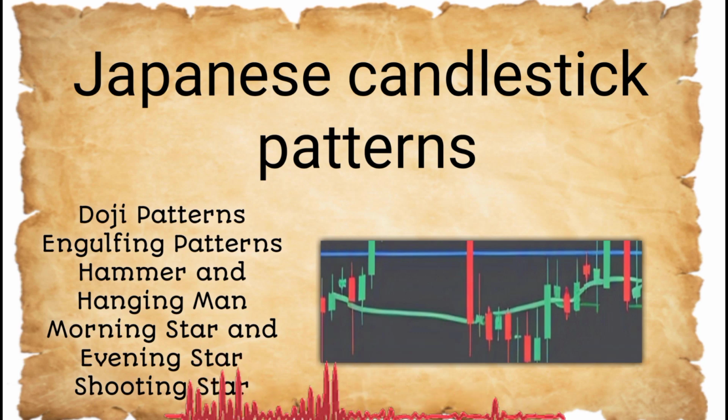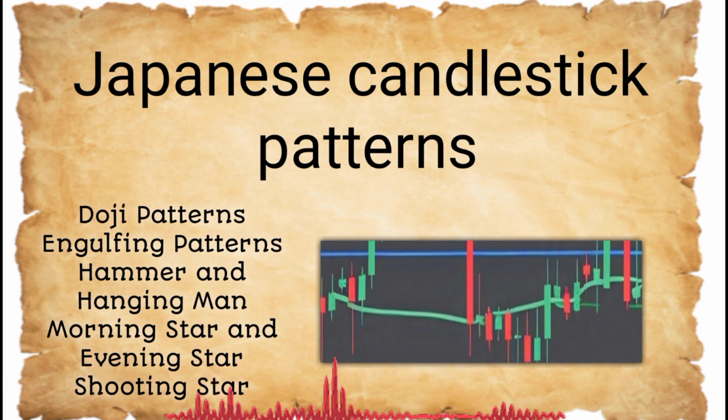Shooting star, a warning for buyers. A shooting star appears at the top of an uptrend. It has a small body and a long upper wick, showing that buyers tried to push the price higher but failed. This suggests that sellers are gaining control and a downtrend may follow.